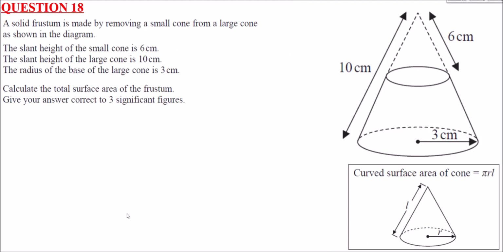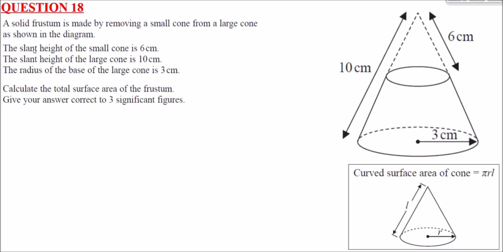Question 18, we have a solid frustum. A frustum is a strange word. It just means essentially what you'd get if you took a pyramid or cone and cut its top off. So this one here is a small cone cut off from a large cone, as shown in the diagram. These dotted lines show where the original full cone would have been, and then this top little one's been cut off to leave us with this frustum here.